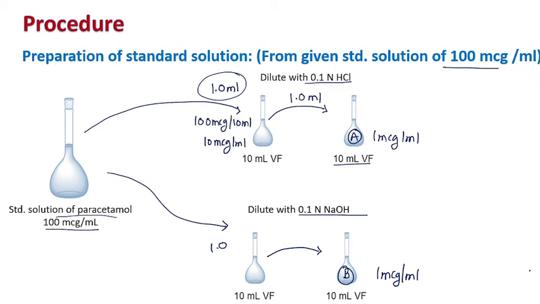microgram per ml. Now what you have to do, if you have a double beam spectrophotometer, you know there are two cuvettes. One cuvette is usually used for sample and one cuvette usually used for blank or the reference. Here our drug is acidic, it is getting ionized in alkaline pH and having higher absorbance in the alkaline pH. So I will keep solution B in the sample cuvette, and solution A, which I have prepared in acidic pH, I will keep in the reference cell.